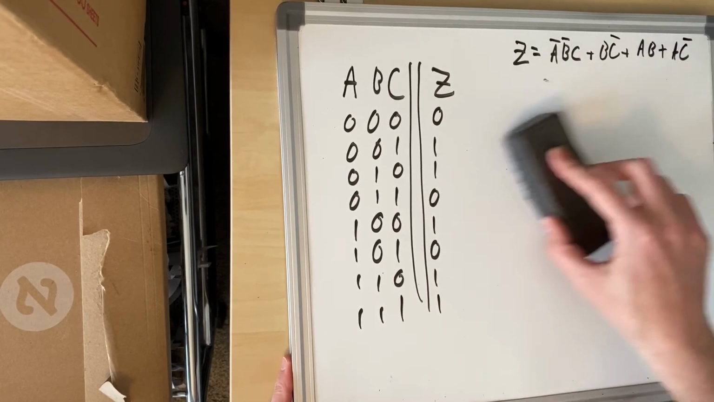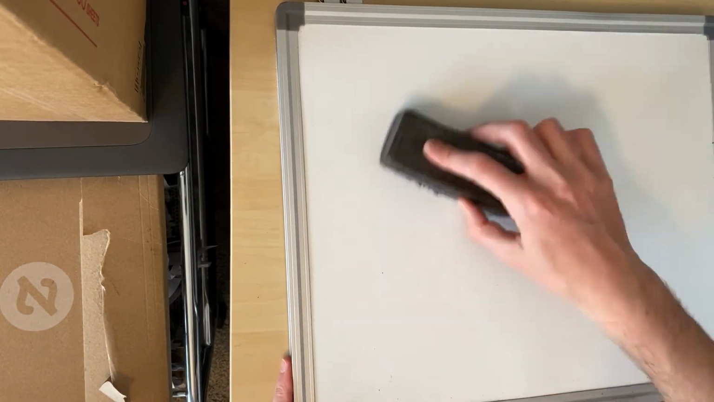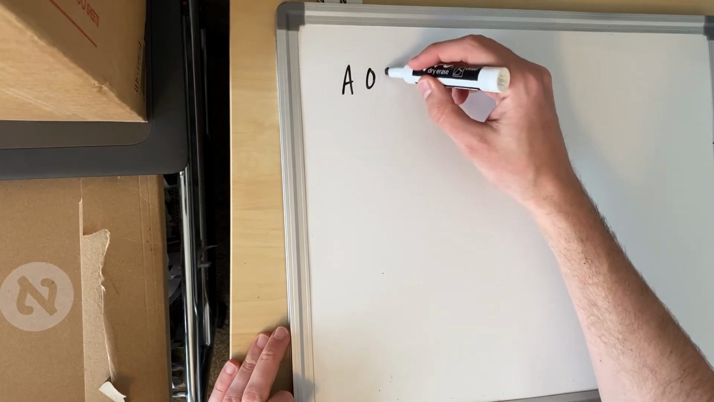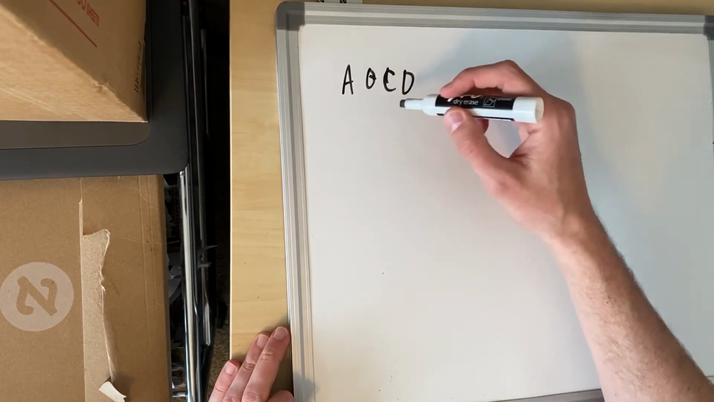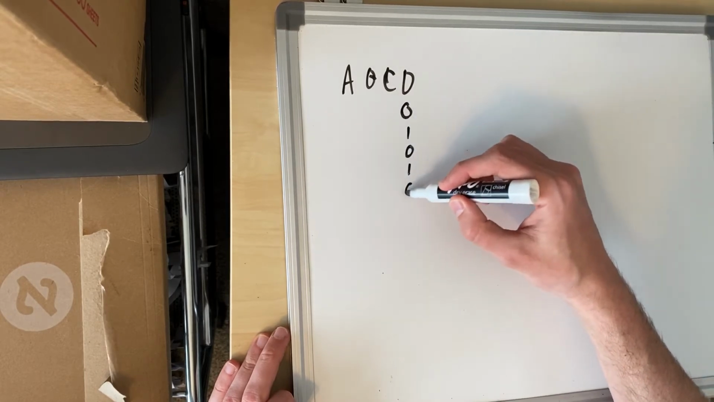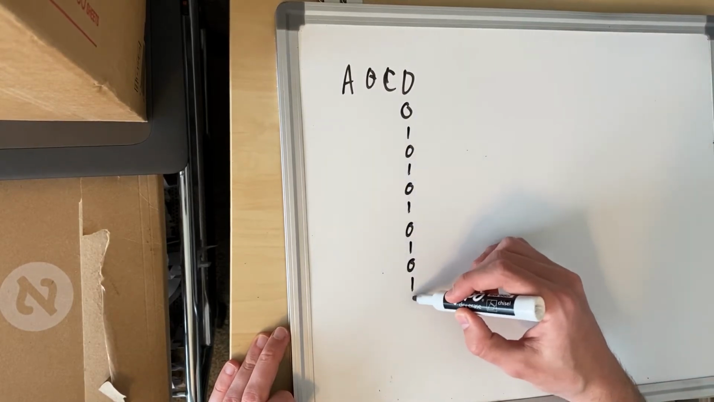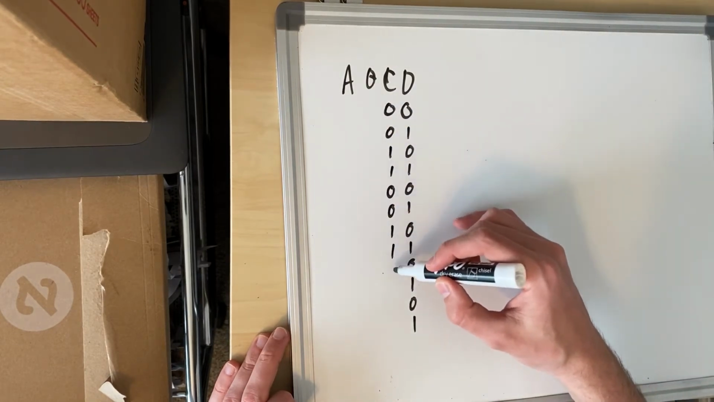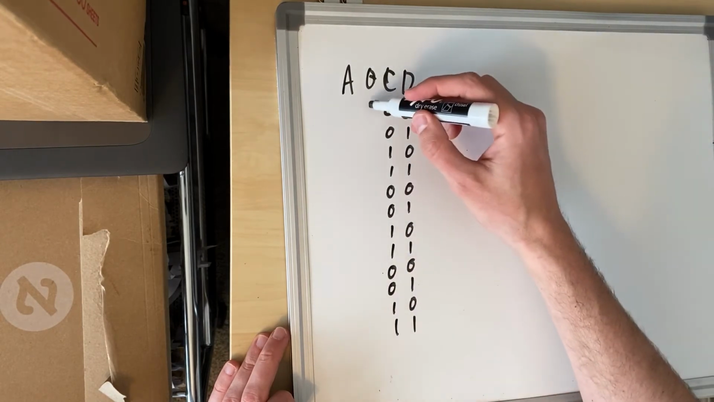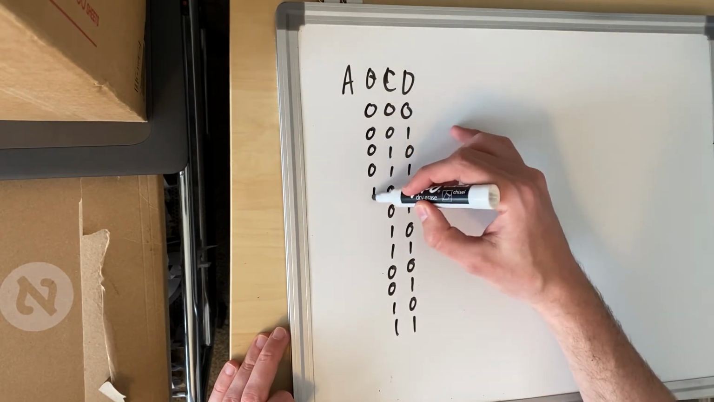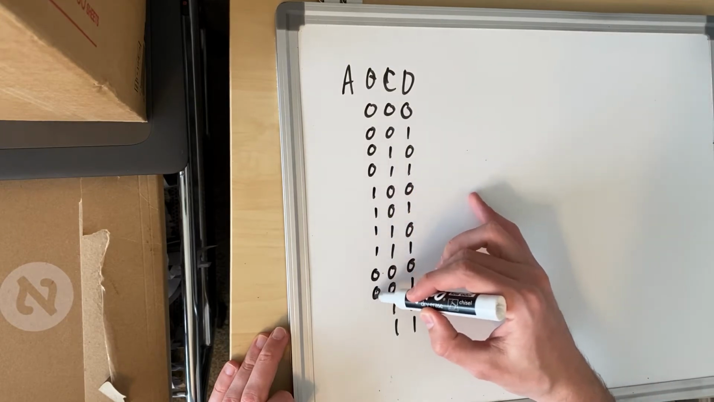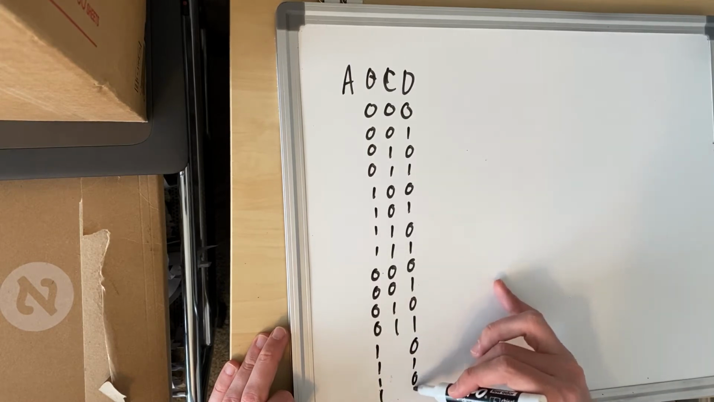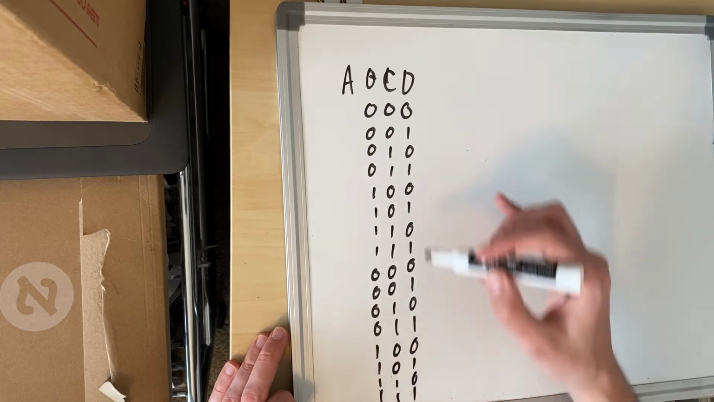Let's do one more. This one we're going to do a 4 input. A, B, C, D. 0, 1, 0, 1, 0, 1, 0, 1, 0, 1, 0, 1, 0, 0, 1, 1, 0, 0, 1, 1, 0, 0, 1, 1, 0, 0, 0, 0, 1, 1, 1, 1, 0, 0, 0, 0, 1, 1, 1, 1, 0, 1, 0, 1, 0, 0, 1, 1. Obviously, I didn't do enough.